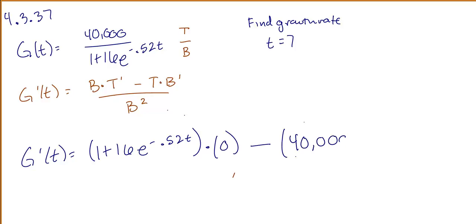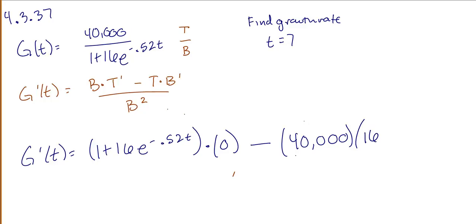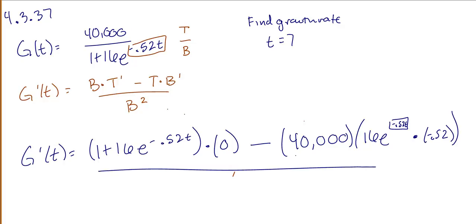My top is 40,000 times the derivative of the bottom. The derivative of 1 is going to be 0, and the 16 we'll keep there. Now when we do e to a function, any function, we'll put a little box around it, and it stays exactly the same, so e to the negative 0.52t. Now times the derivative of what's inside your box, so times the derivative of negative 0.52t, which is negative 0.52, all over the bottom squared.